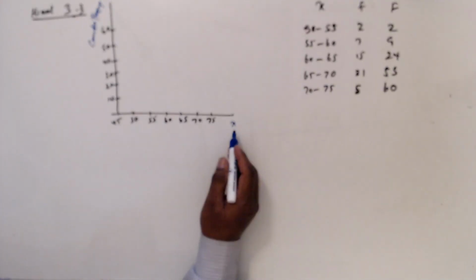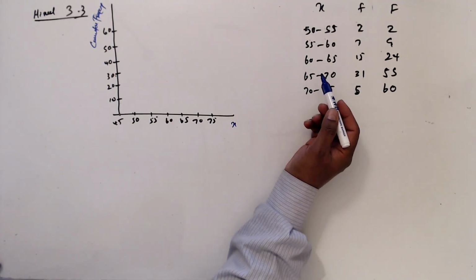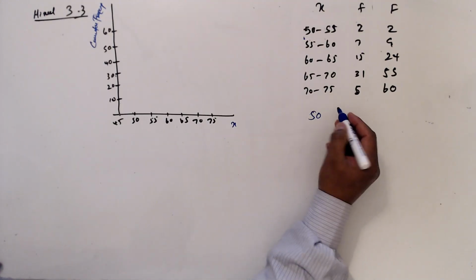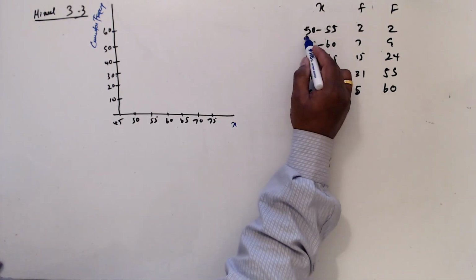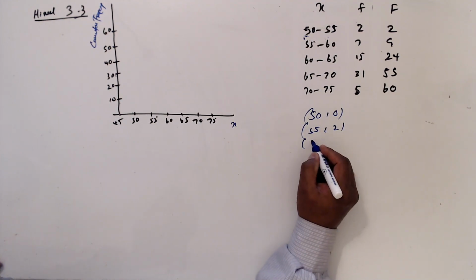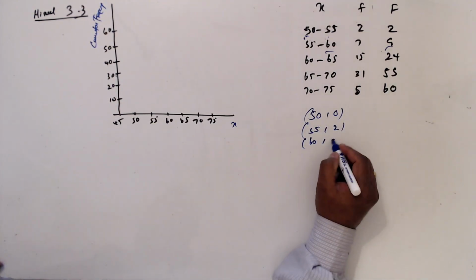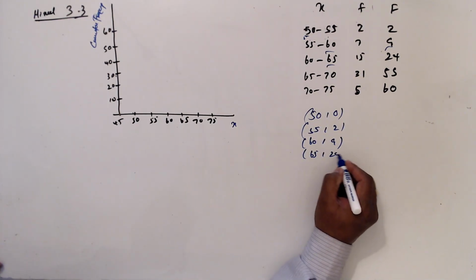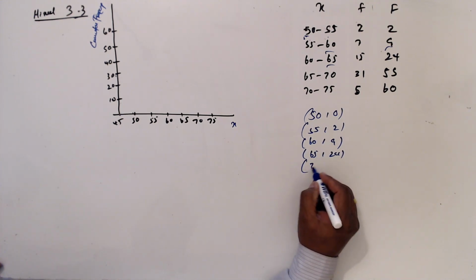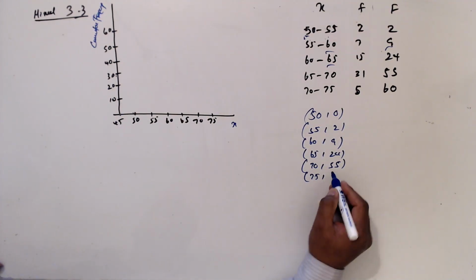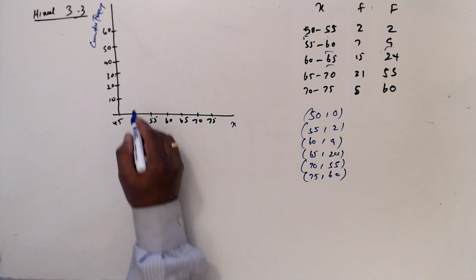So this is the variable length x and the cumulative frequency. The starting point is 50 and 0, then 55 and 2, then 60 and 9, then 65 and 24, and then 70 and 55, and 75 is going to be 60 also. Those are the coordinates.